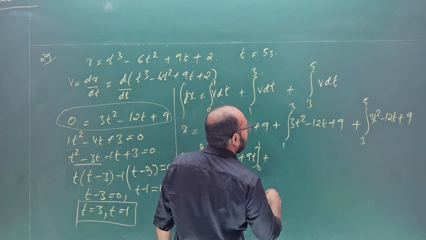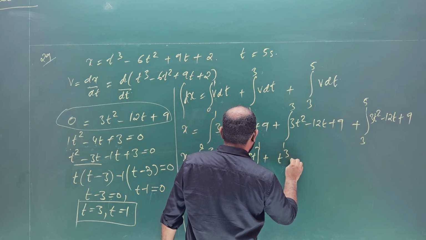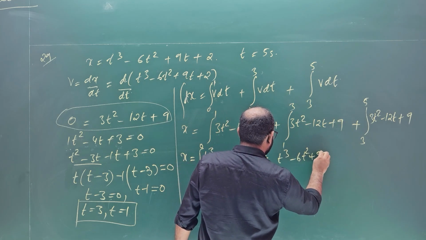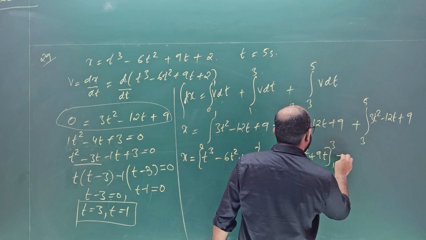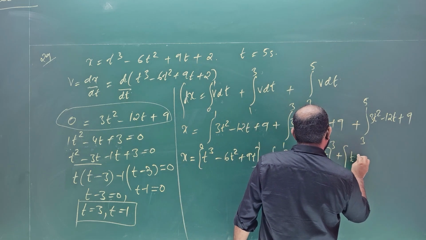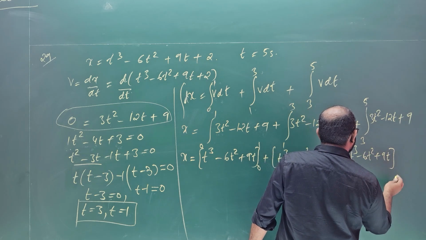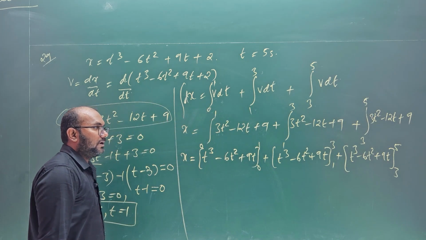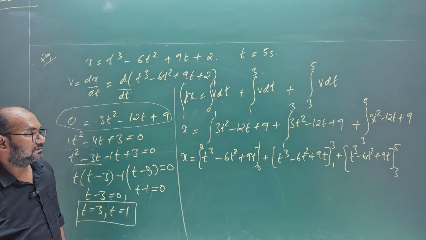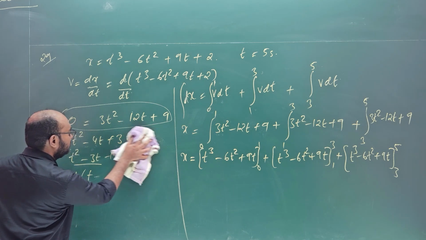t cube minus 6t square plus 9t, again, the limits are 1 to 3, plus, again, t cube minus 6t square plus 9t, the limits are 3 to 5. Apply the upper limit, lower limit, get the answer. Got the answer? How much?